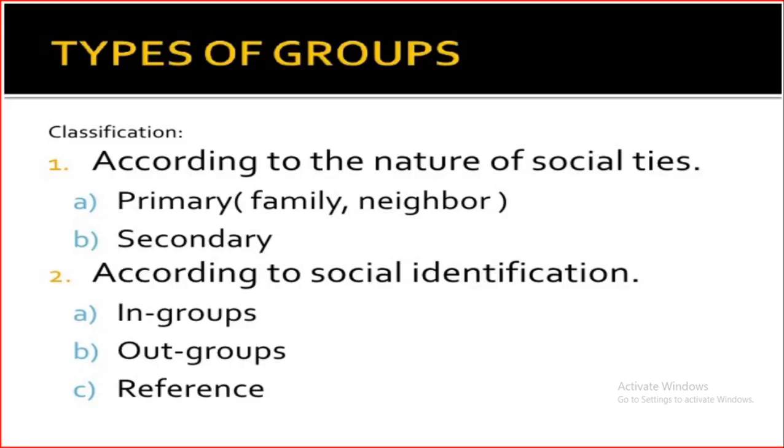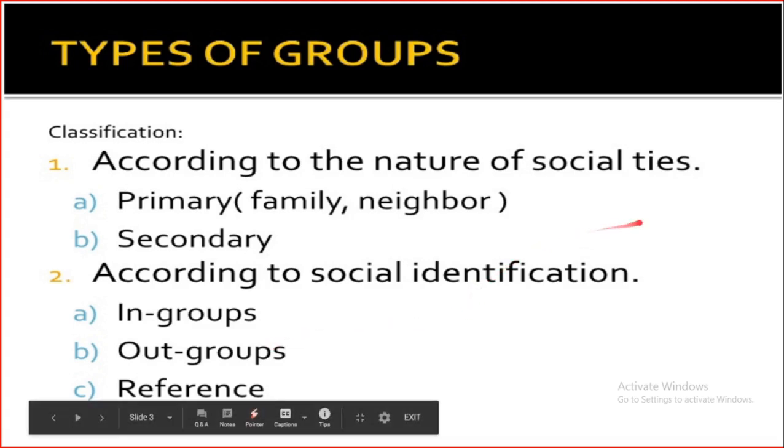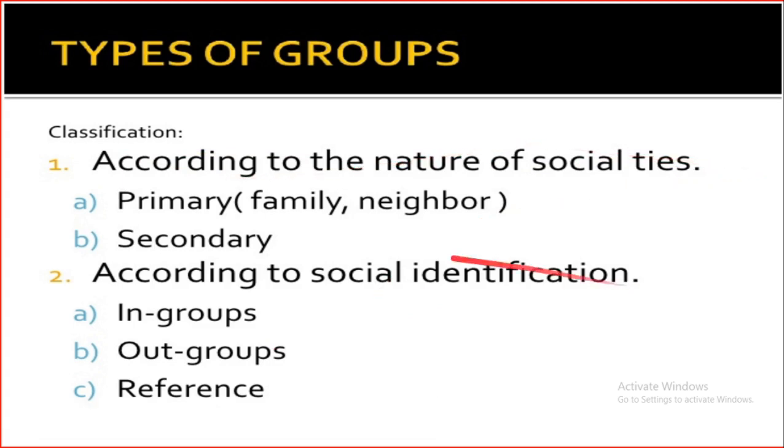Now next we will discuss the types of groups. A sociological group is classified as per the nature of social ties. So the classification is based on the nature of social ties and on social identification. First we will discuss the nature of social ties and their division. According to the nature of social ties, sociological groups have two types, primary and secondary.